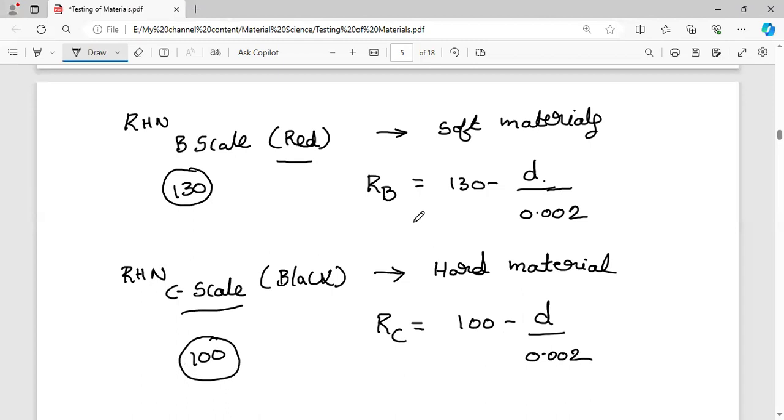So this is the complete data about the Rockwell hardness number. These theoretical bits are very important from the competitive examination point of view, and they may ask some simple problems using these relations also.